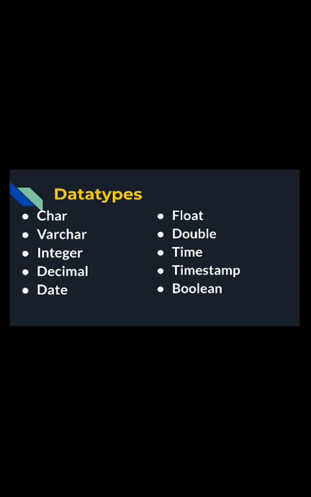Float, so up to 23 decimal places, this much precise floating type of data can be placed. Double is more than 23 decimal places. Time, so time in hours, minutes, seconds. Timestamp, so we can use timestamp. Then boolean, that is 1 or 0. So all these types of data types are used with MySQL.